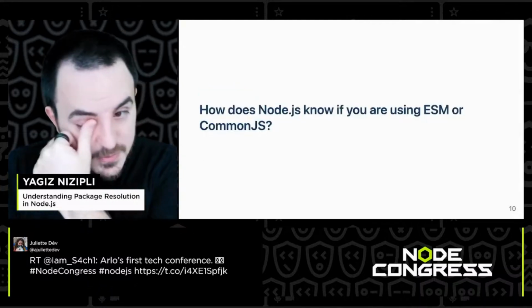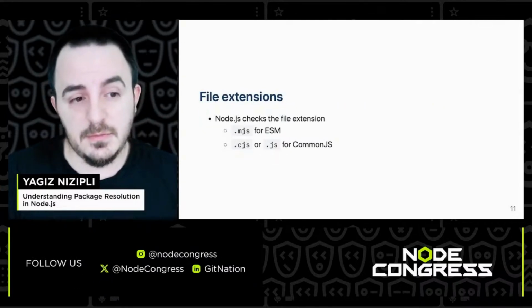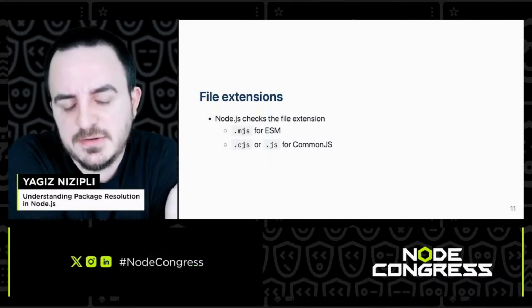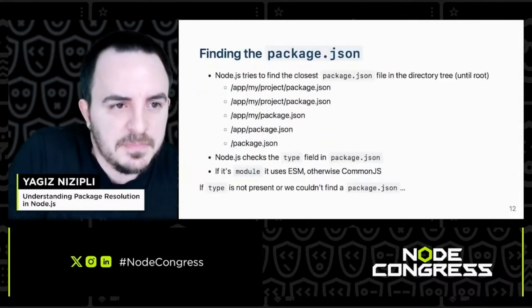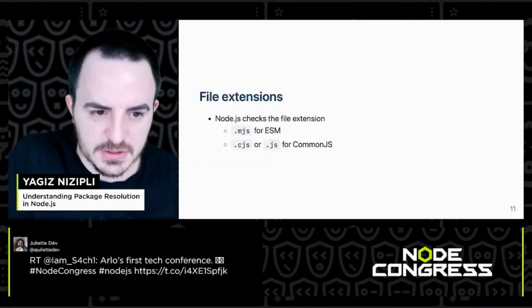So how does Node.js know if we are using ESM or CommonJS? First, it checks for file extensions. If it's .mjs, then it's ESM. If it's .cjs or .js, then it is CommonJS. So when finding the package.json, we first check for the extensions.